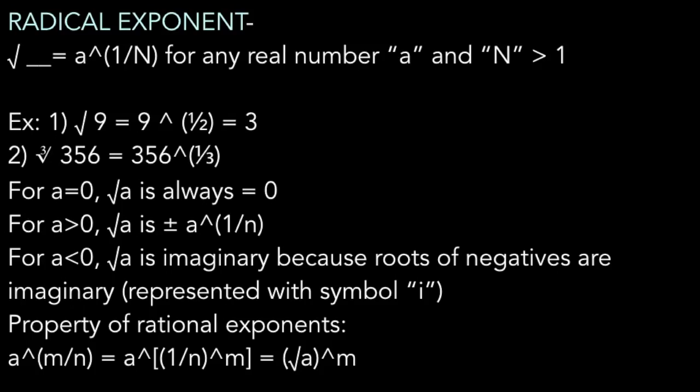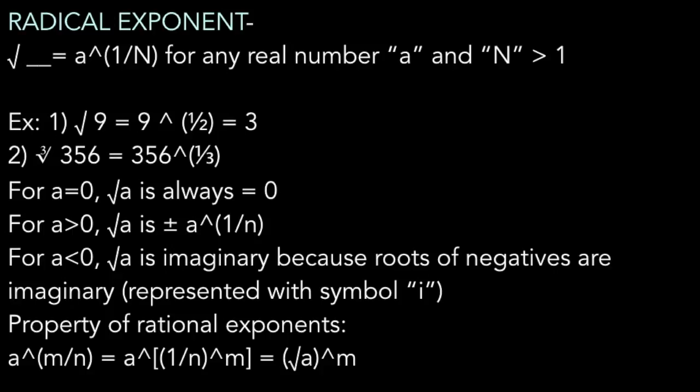The definition of a radical exponent is that the nth root of a equals a to the power of 1 over n for any real number a, and n is greater than 1. For example, the square root of 9 can also be written as 9 to the power of 1/2, which is 3. The cube root of 356 can also be written as 356 to the 1/3 power.